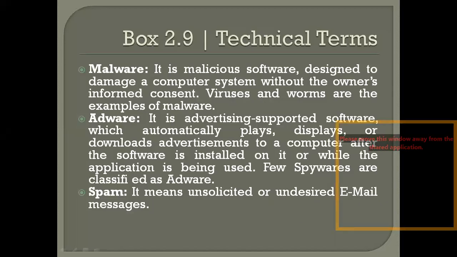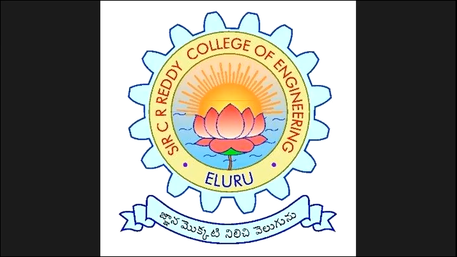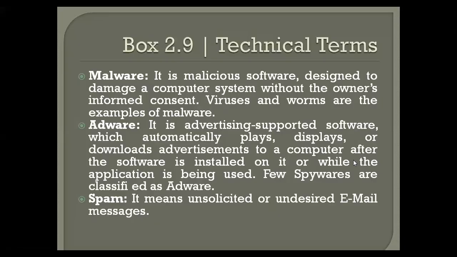So what are these technical terms? The first one is about malware. What is this malware, and what are its types? Malware is malicious software designed to damage a computer system without the owner's informed consent. That means simply without the knowledge of the owner.